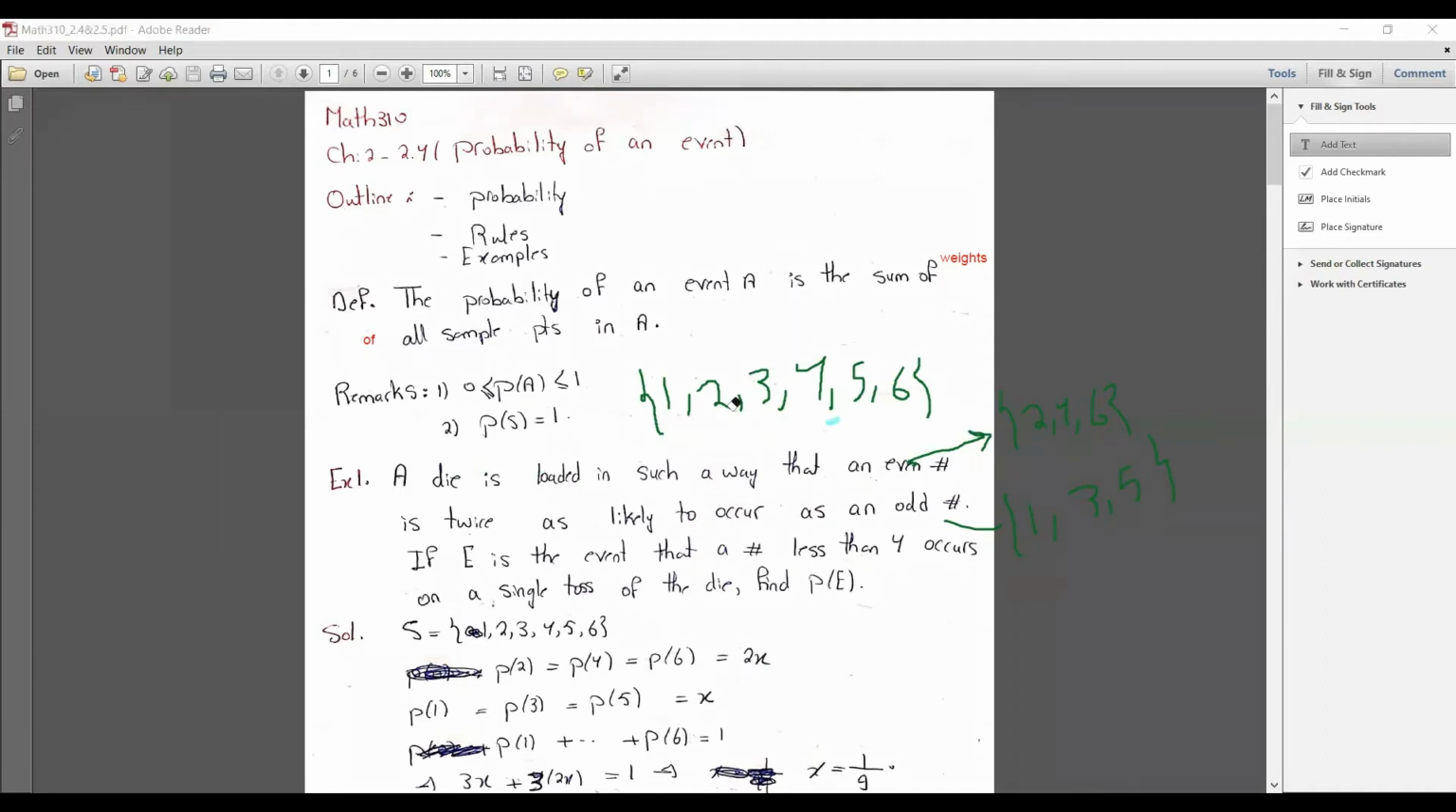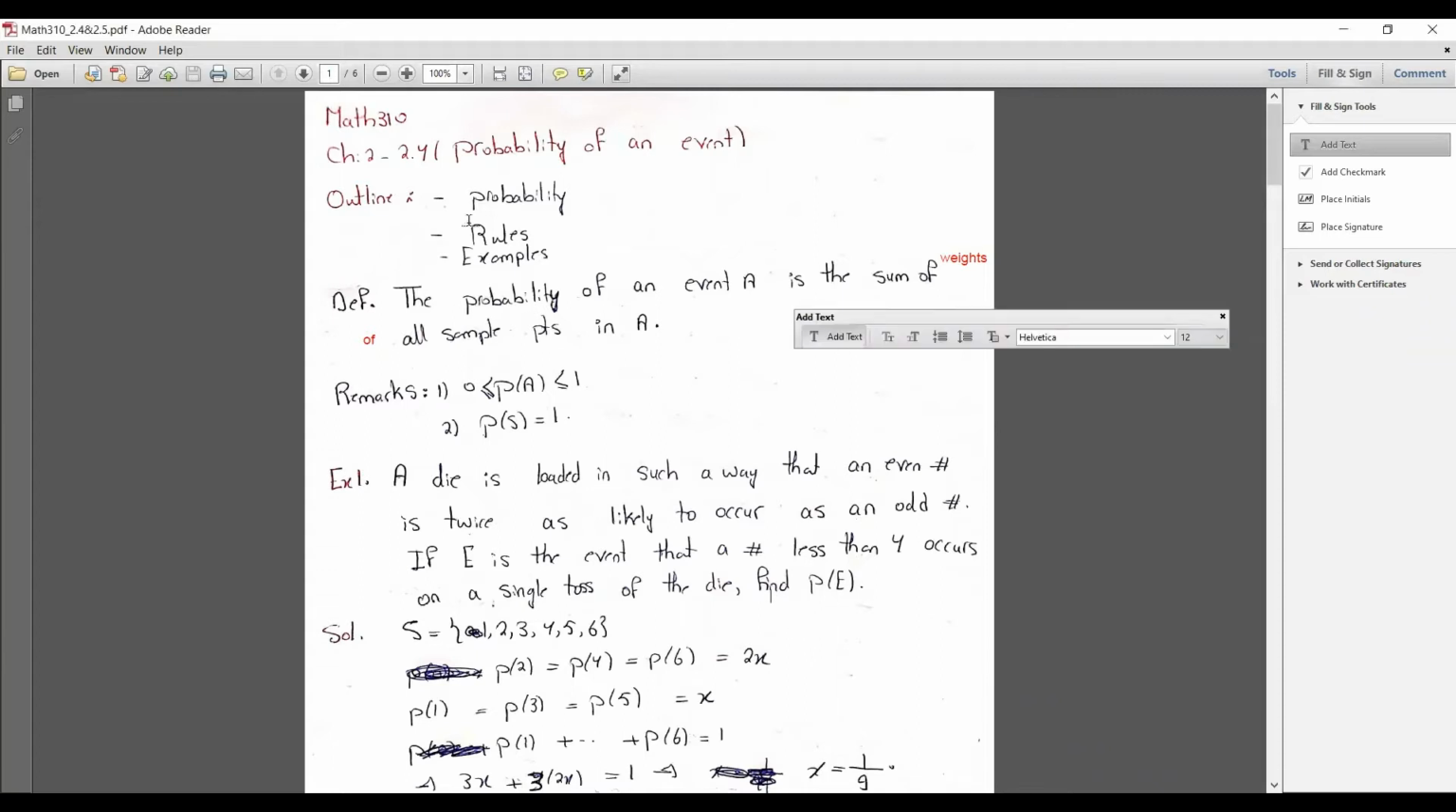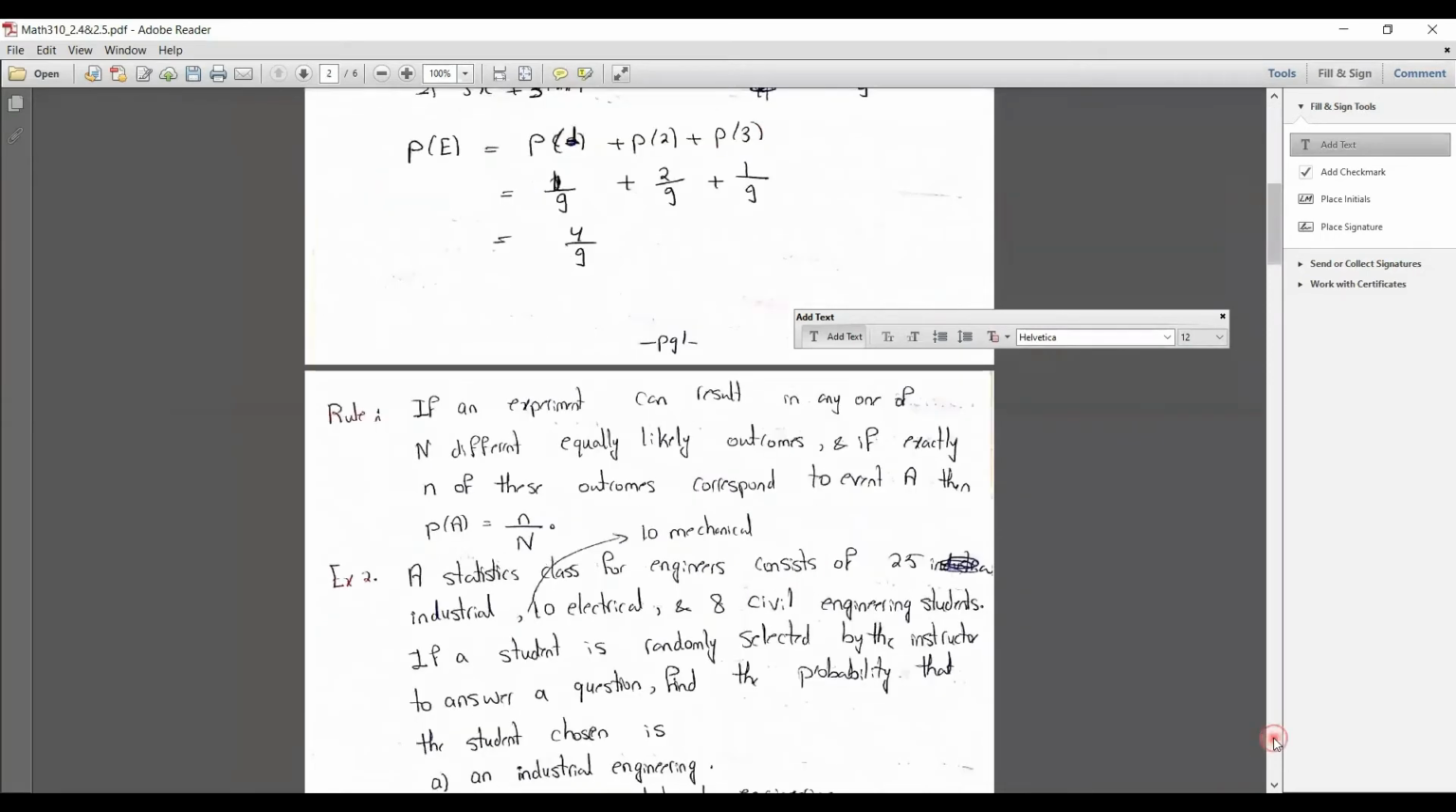But our aim here is to do what? Our aim is to find P of E. And what's P of E, guys? What's E? E is the event that less than 4 occurs. So what do we mean by less than 4? It means that it can be 1, it can be 2, it can be 3. Why didn't we put 4 here? Because we are saying less than 4 and we are not saying less than or equal to 4.